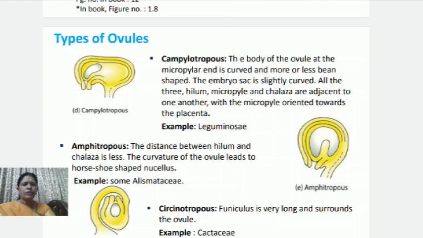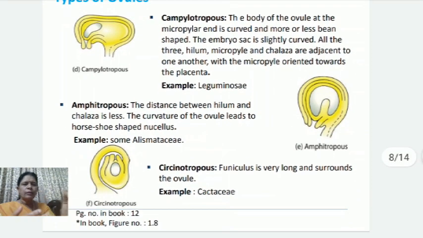And the next type is called amphitropous. The distance between the hilum and chalaza is less. The curvature of the ovule leads to a horseshoe shaped structure. Example: Alismataceae. And the last type of the ovule is called sarcinotropous, in that the integument is very long and surrounds the nucellus. This type is called sarcinotropous. Example for this is Cactaceae.